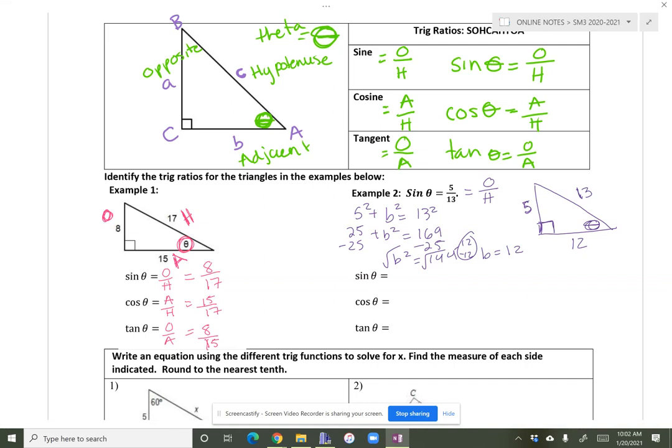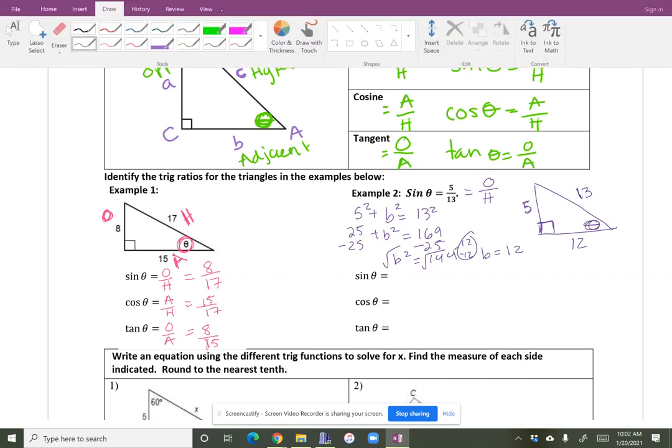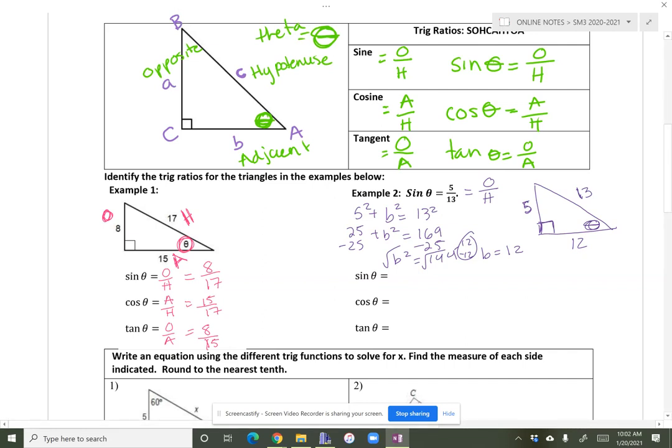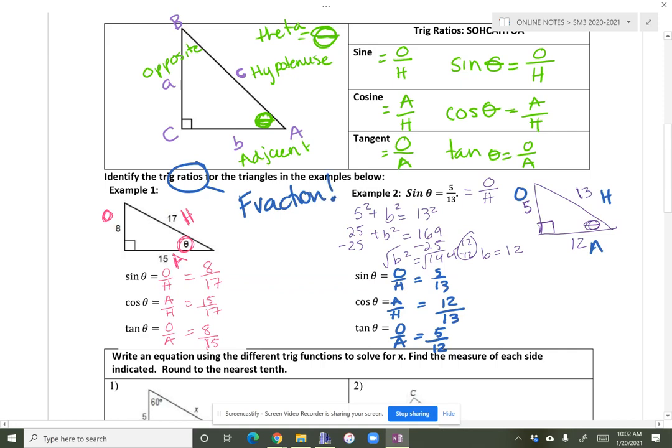But I'm going to answer the questions now. Sine of theta, they already gave to us. So we know that the sine of theta is O over H, which is 5 over 13. Cosine is A over H, which is 12 over 13. And remember, opposite, adjacent, hypotenuse. And tangent is O over A, which is 5 over 12. So if it ever asks you for the ratio, remember that you're finding the fraction.